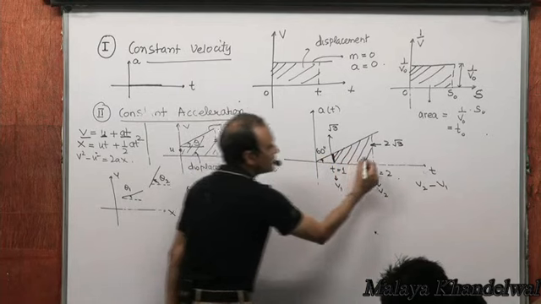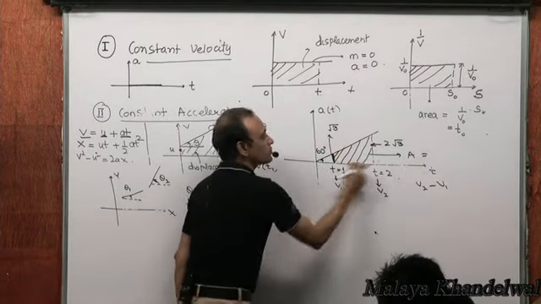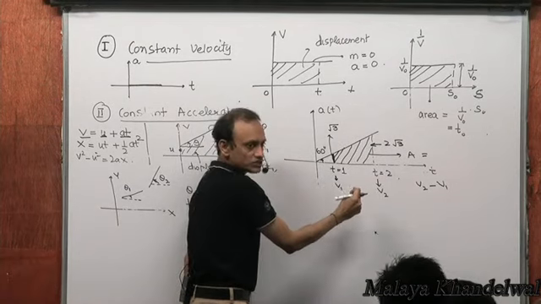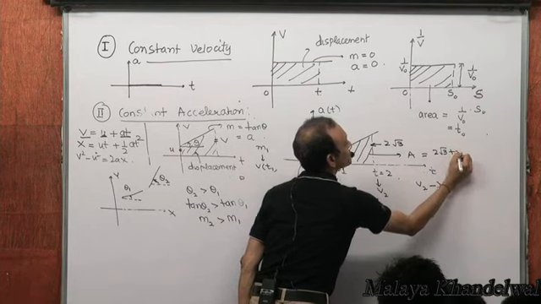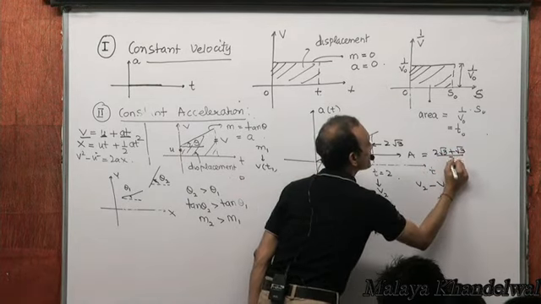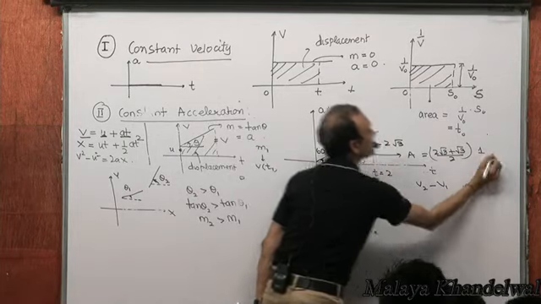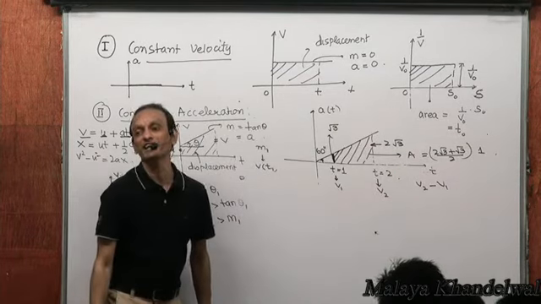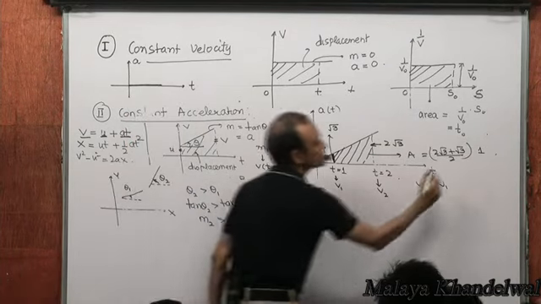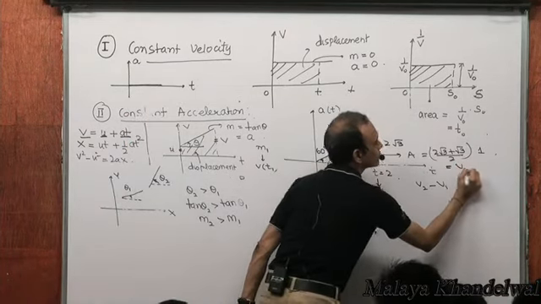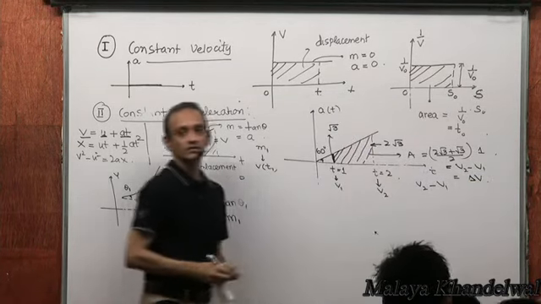And what's this area? This area A is a trapezium. Average of parallel sides into distance between them. Average of parallel sides means 2 root 3 plus root 3 by 2, into 1 unit, the distance between them. And this would represent v2 minus v1, the change in velocity, which is delta v. Yes or no?